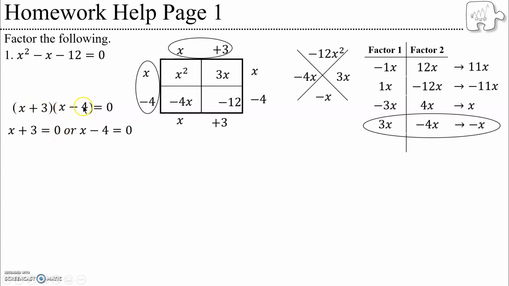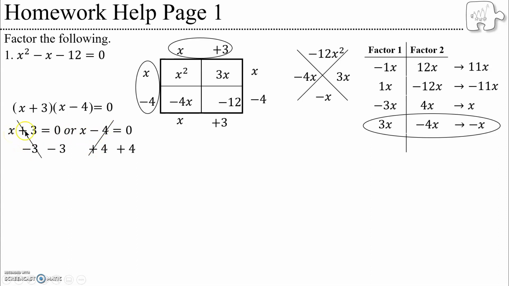On the right we have x minus 4, so we could say x minus 4 equals 0. Right, now to solve these, it's pretty simple. All we got to do is minus 3 on both sides here and add 4 on both sides here. So that's what we're going to do. We're making these 3's cancel out and the 4's cancel out.